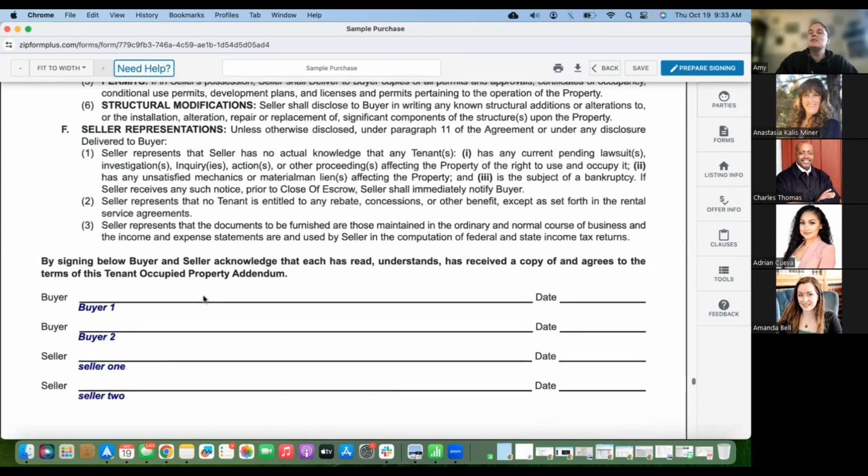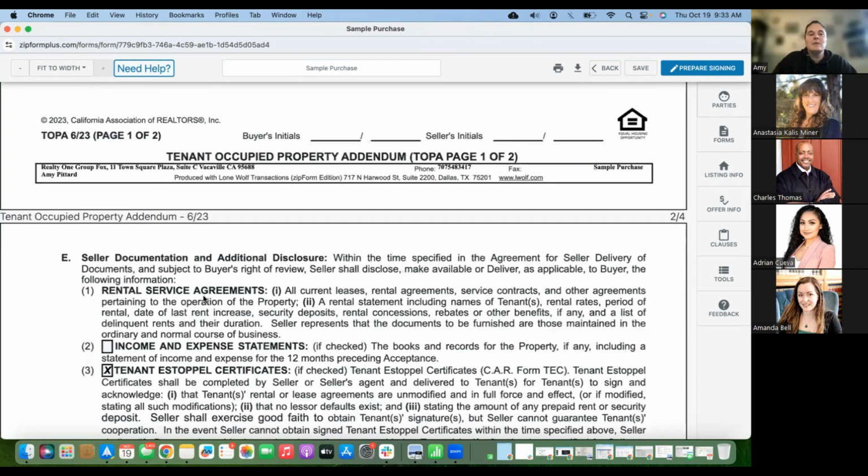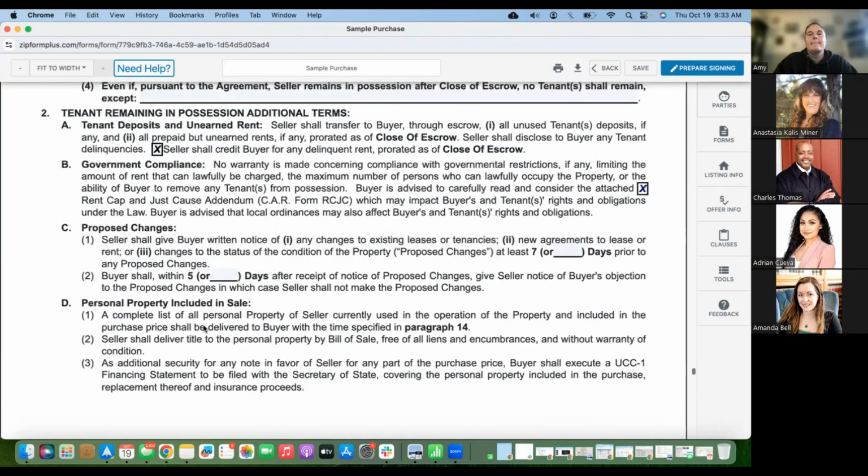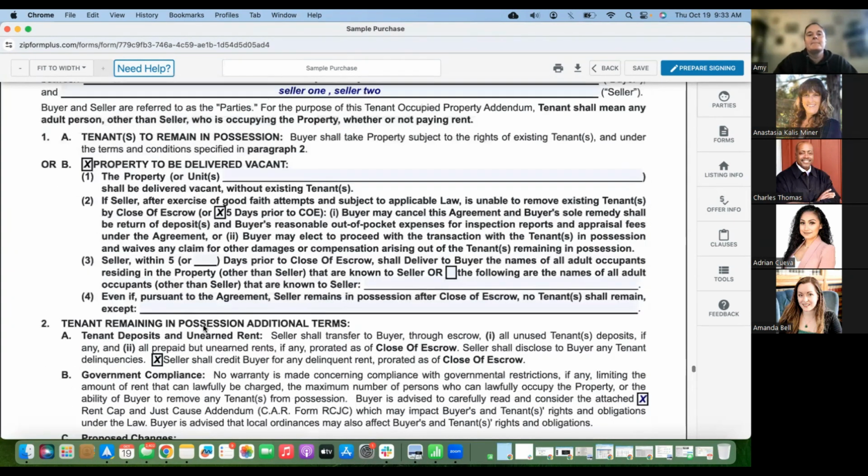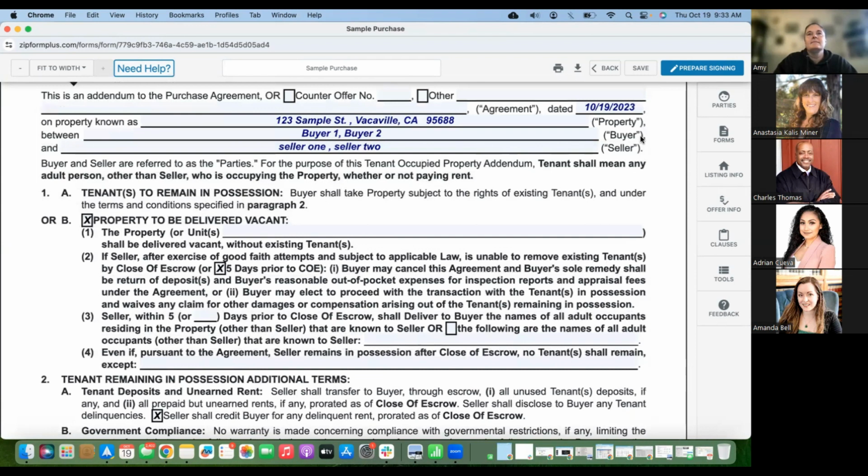Any additional questions on any part of this document? All right. Charles? Oh, no, I was just going to say, great explanation of each term. And thank you. You're welcome.